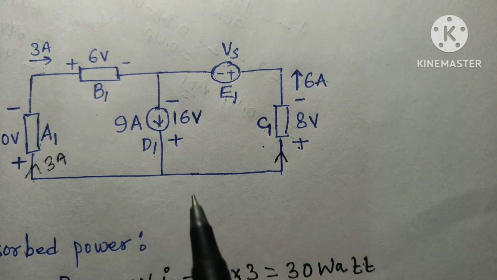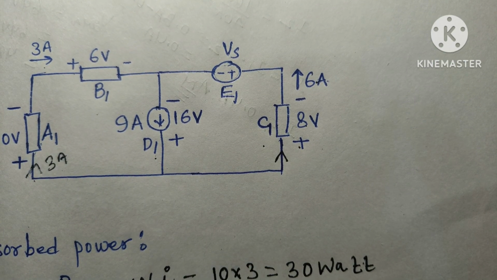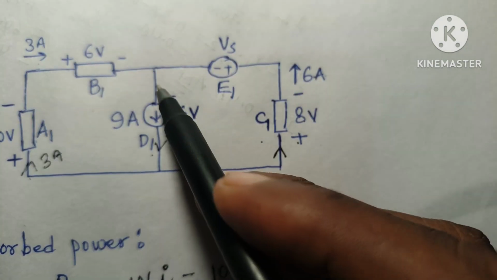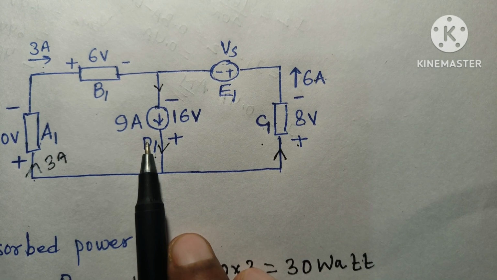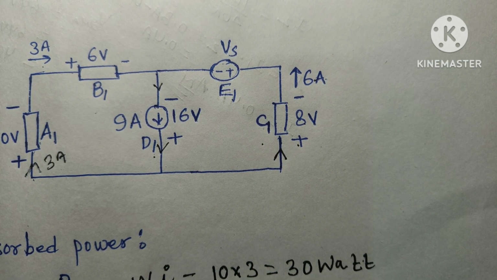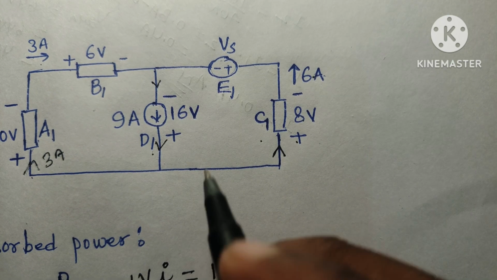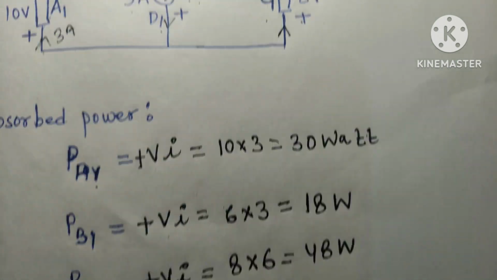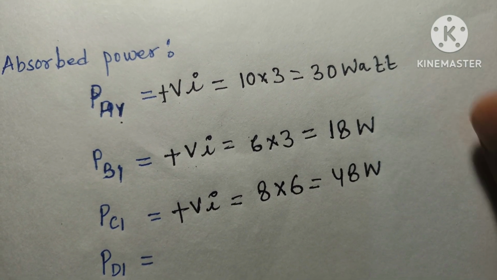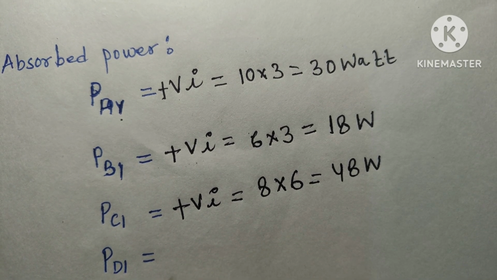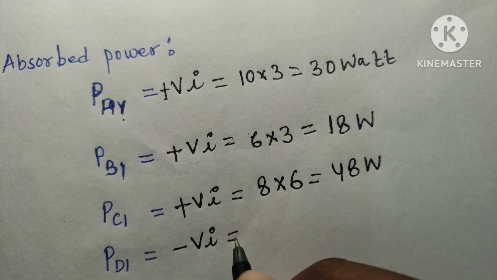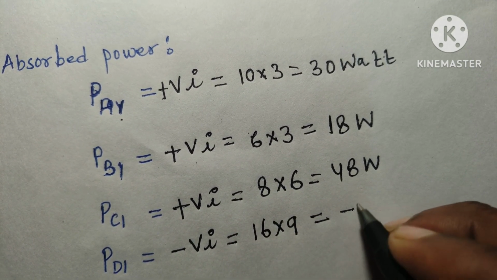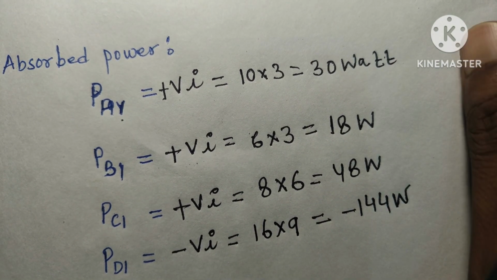Now see the element D1. In this element it is shown that current is leaving the positive terminal and entering at the negative terminal, so its absorbed power will be negative in sign, or we can say supplied power will be positive in sign. So what will be the power? Power is voltage into current, 16 volt into 9 ampere current. Then the absorbed power of D1 is equal to minus V into I, where the voltage is given as 16 volt and current is 9 ampere, so the power will be minus 144 watt.